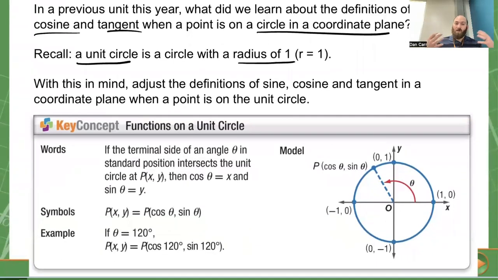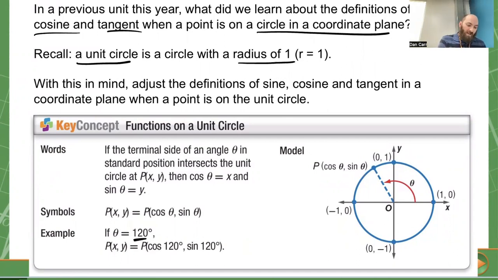So with this in mind, we're going to adjust our definitions of sine, cosine, and tangent just a little bit. Especially because our limits before, when we did our SOHCAHTOA, were that the angle had to be inside of a triangle. So we don't know how to go past 90 degrees. What is, for example, sine or cosine of 120 degrees? That's where the unit circle comes into play.